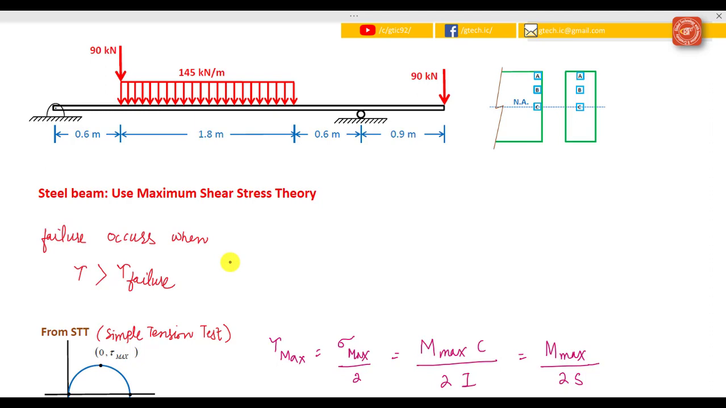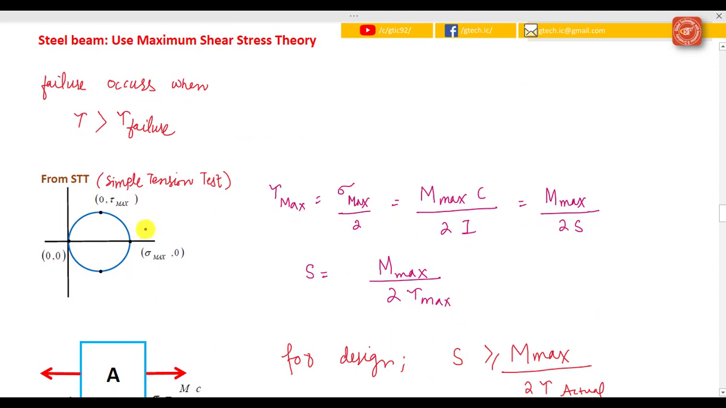In this theory, failure occurs when the shear stress is greater than the shear stress that is defined for failure. So we draw our Mohr circle, shown here, from this simple tension test, and we find that tau max is equal to sigma max over 2. At point A, our sigma max is the maximum flexure stress, so tau max is going to be the maximum flexure stress divided by 2, as shown here.